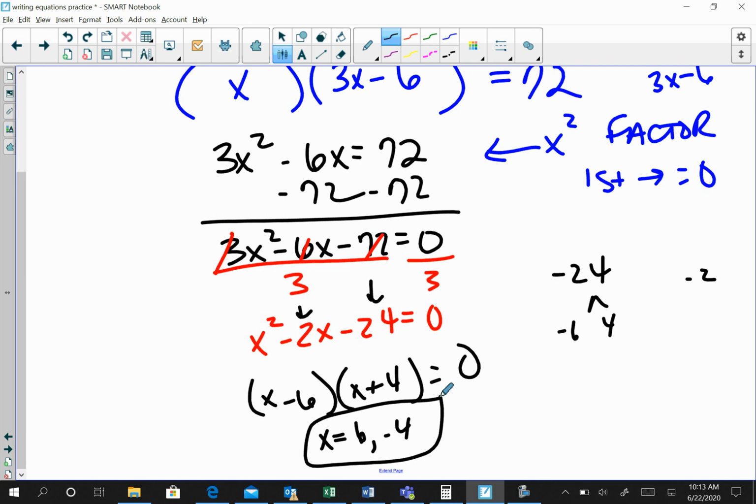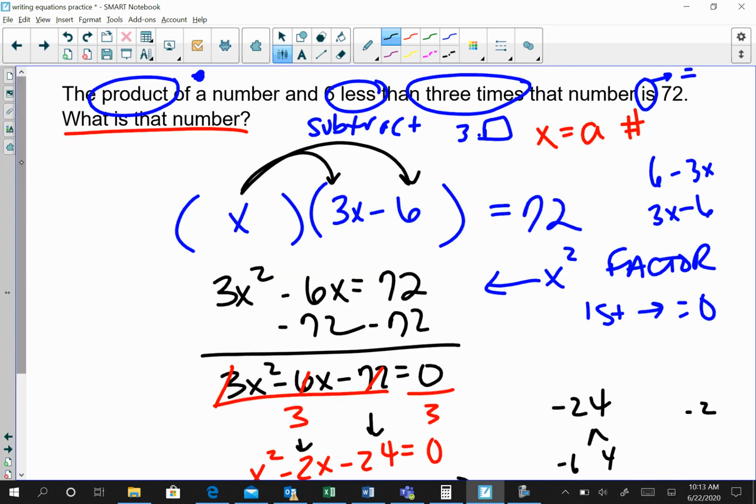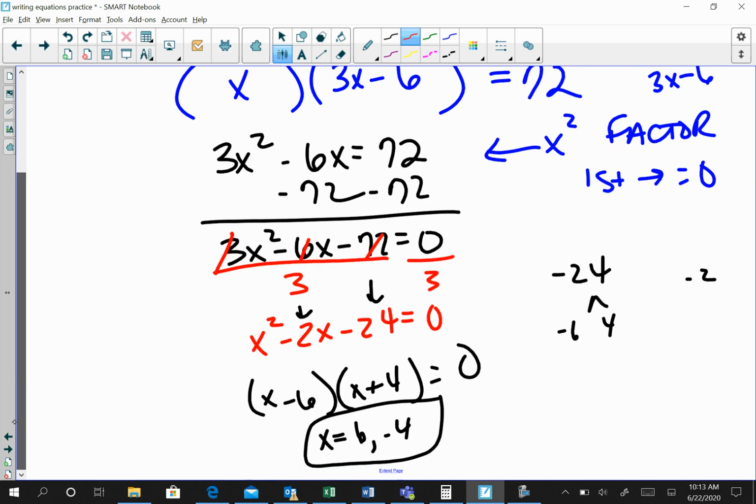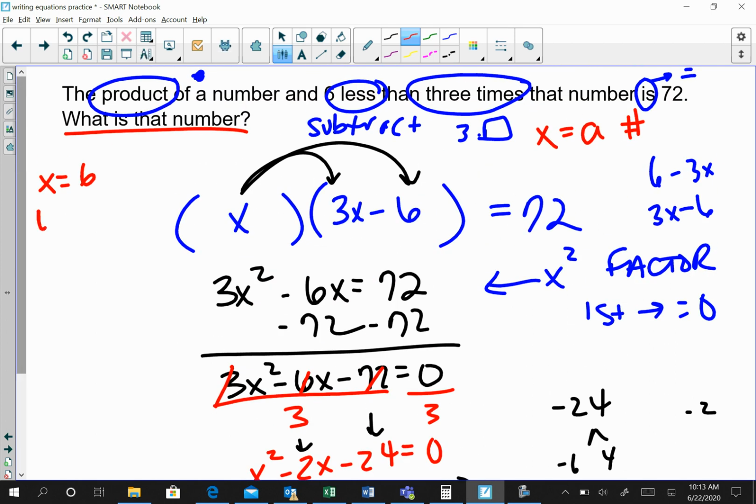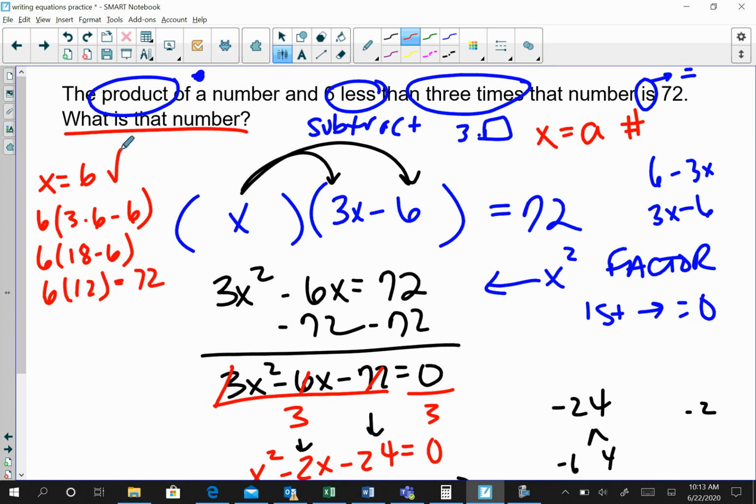Good. You can plug them back in to check. I did not do that, so I guess I would have to make sure they both work. If we let x be 6, it was 6 and negative 4, this would be 6 times 3 times 6 minus 6. It would be 6 times 18 minus 6. 6 times 12, it is 72. 6 works. Plug in the other number.